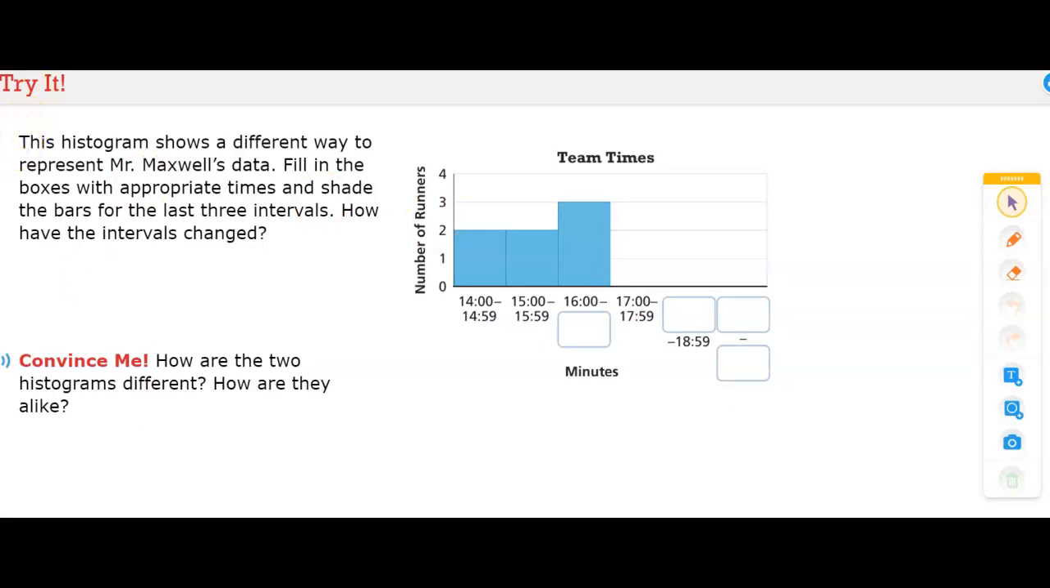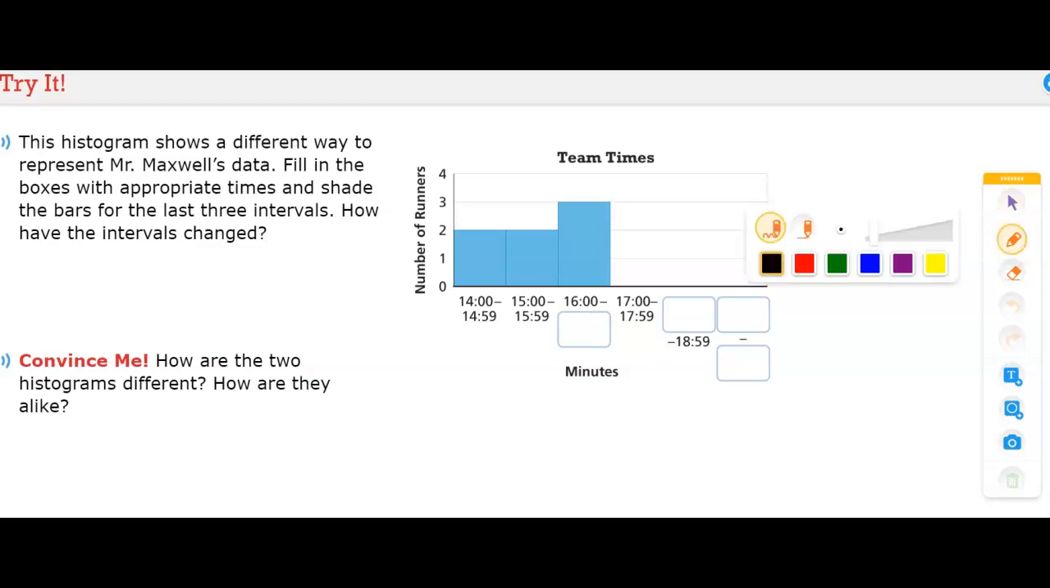This histogram shows a different way to represent Mr. Maxwell's data. Fill in the boxes with appropriate times and shade the bars for the last 3 intervals. How have the intervals changed? If we look at the intervals now, we have 14 to 14:59, 15 to 15:59. So now instead of it being 2 minutes, it's reduced to 1-minute intervals. So we have to complete the rest.